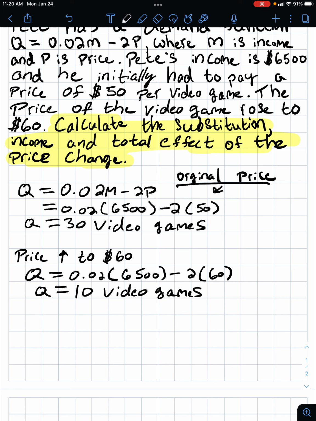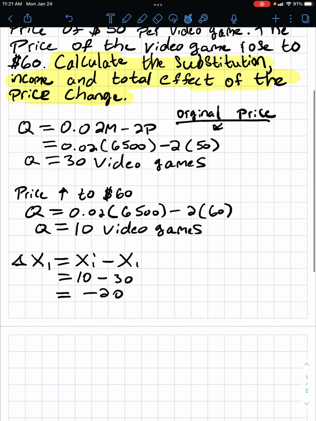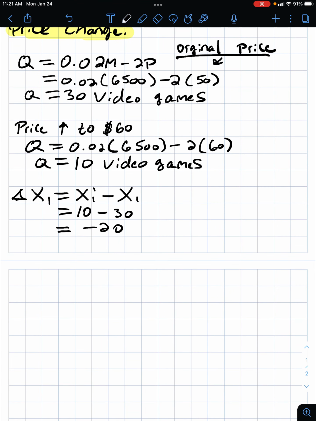Now that we found this, we can find Pete's change in demand for video games. So the change in demand, or the change of x1, is equal to x1 prime, which is the new value, minus the original value of x1. So this will equal 10 minus 30, which is equal to negative 20. So that's Pete's change in demand.